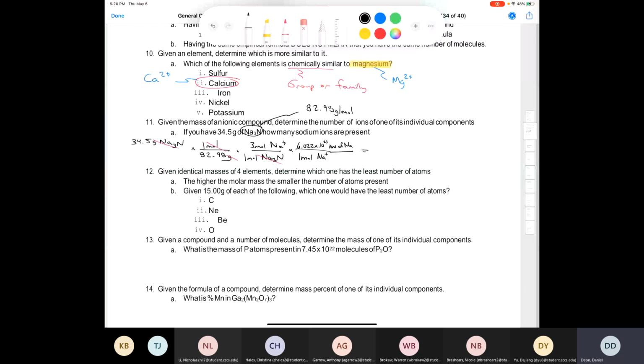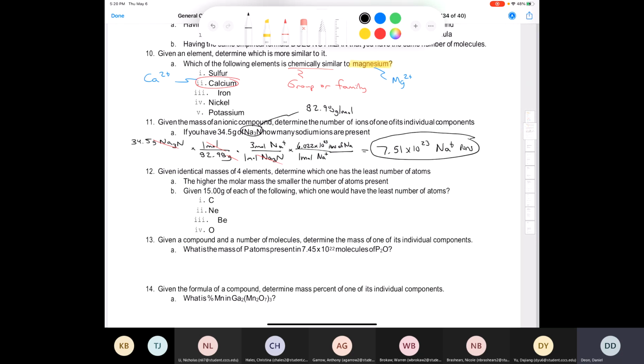So when we punch all that into our calculator, I've already done this. We should have a really big number, shouldn't we? I have 7.51 times 10 to the 23rd power sodium plus ions. It's a huge number. Absolutely it is. Does it make sense? Yeah, it totally makes sense that we would have a big number of sodium ions because we have 34.5 grams.